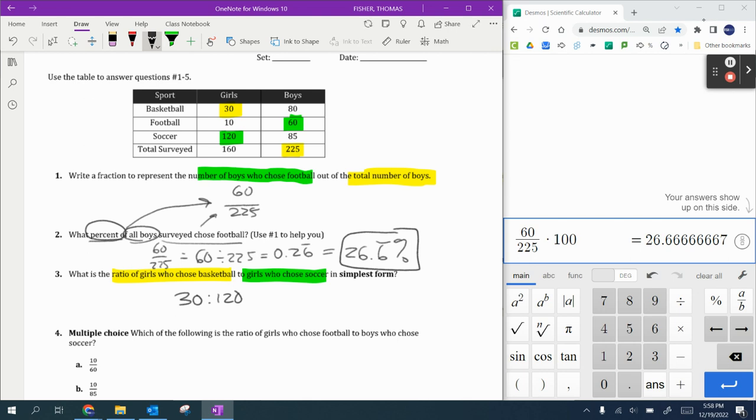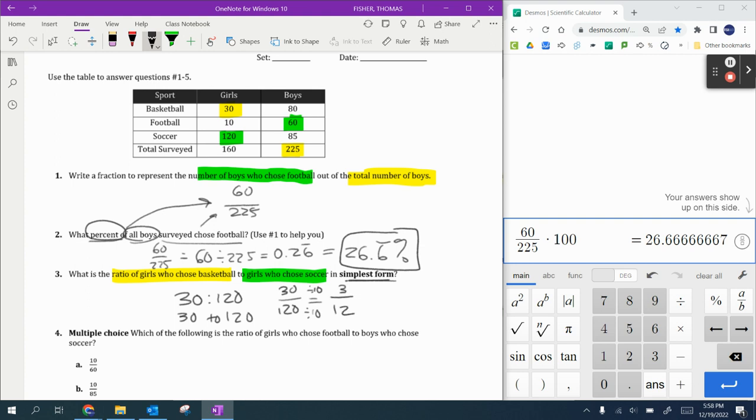You can write a ratio many different ways. This is fine, or this is fine. If you're going to do simplest form like it asks though, I like fractions the best. Those make the most sense to me to simplify, but you can simplify any of these. It doesn't matter. So first thing I see is they both end in a 0, which means I can divide them both by 10, and that gives me 3 out of 12.